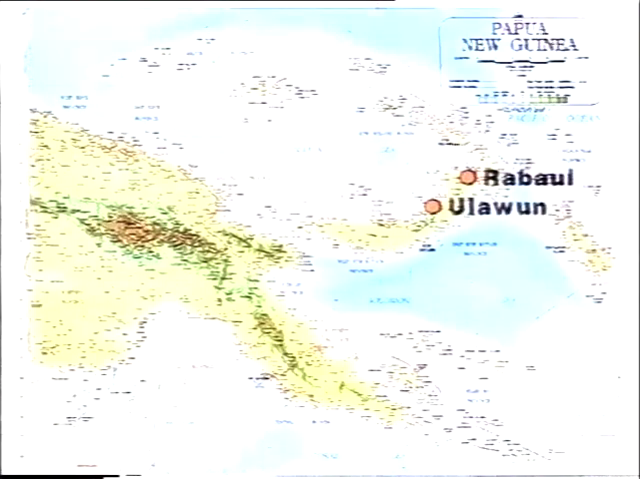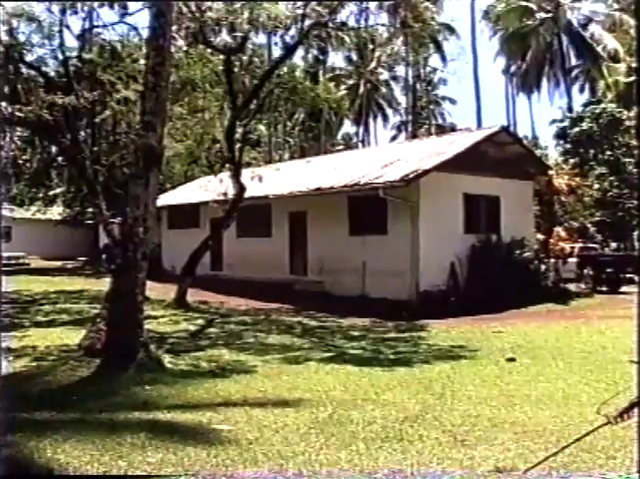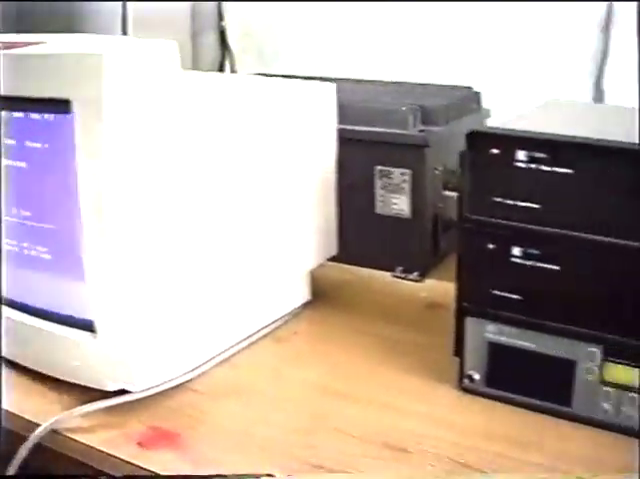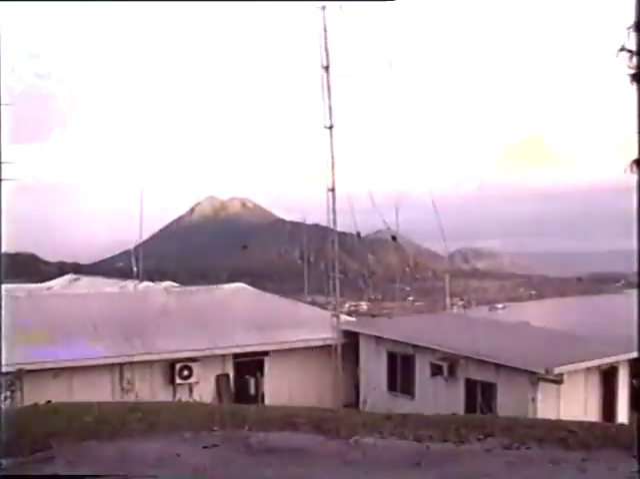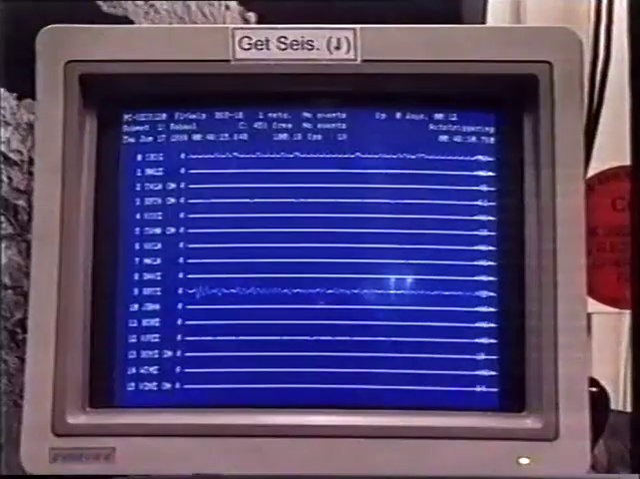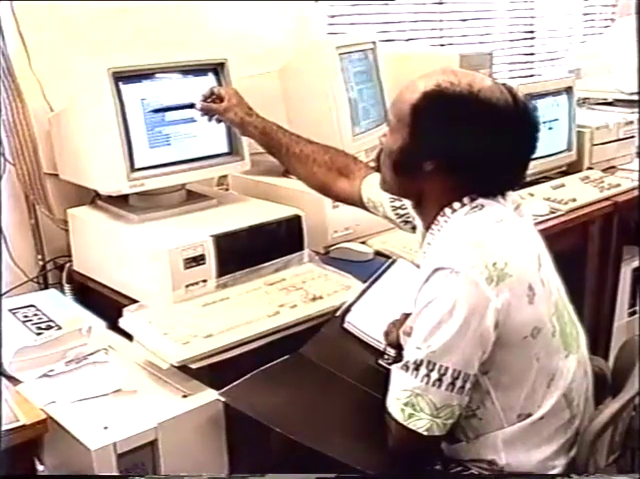They are Ulamona, Kakar, Manam, and Lamington. What happens is that at the remote sites, there are setups where the data from those sites are transmitted to Rabaul. Now at Rabaul, the data is acquired and stored in this computer setup here. So after we receive it here, we use the offline computers to look at the data and analyze the trends of activity for those volcanoes.